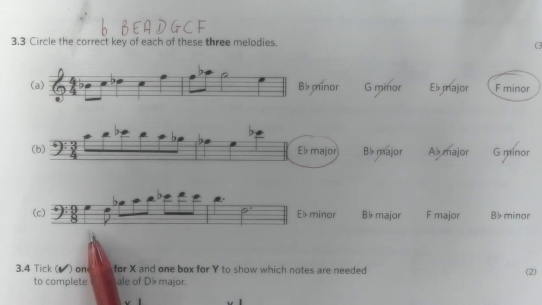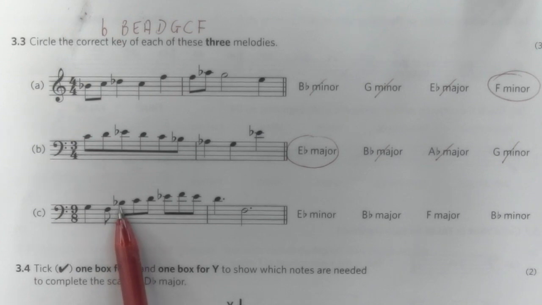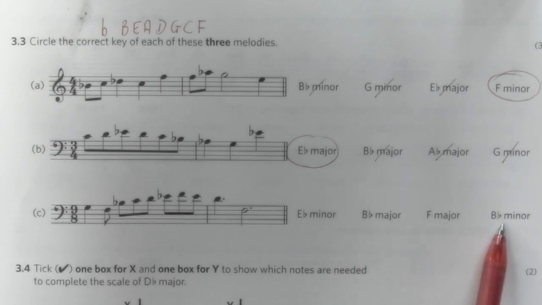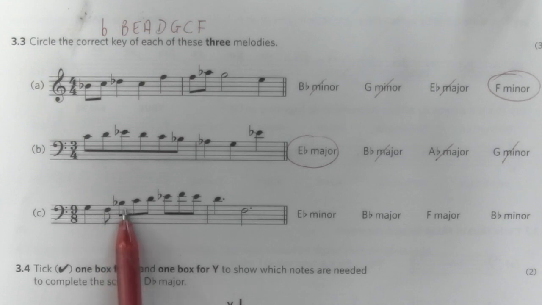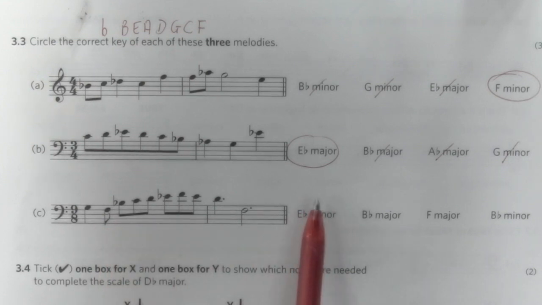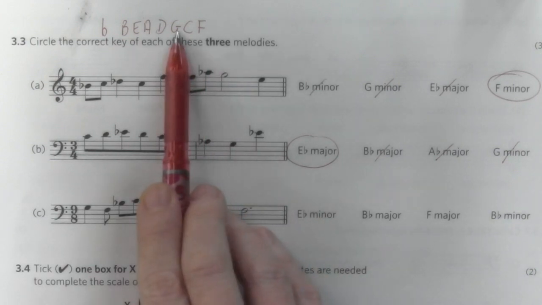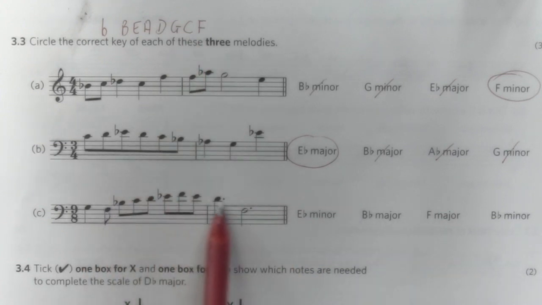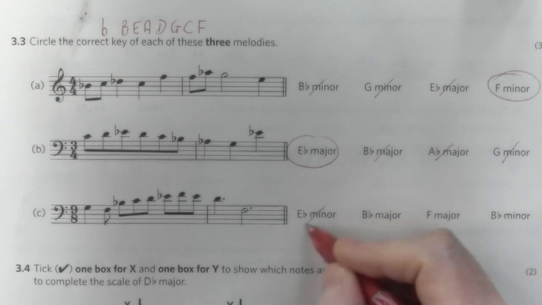Third question. We have in our options E flat minor, B flat major, F major, and B flat minor. Again, all flats in their key signatures. E flat minor is the relative minor of G flat major, 3 semitones above. G flat major has 6 flats. We can already see that we have not that many, so I think we can exclude this one.